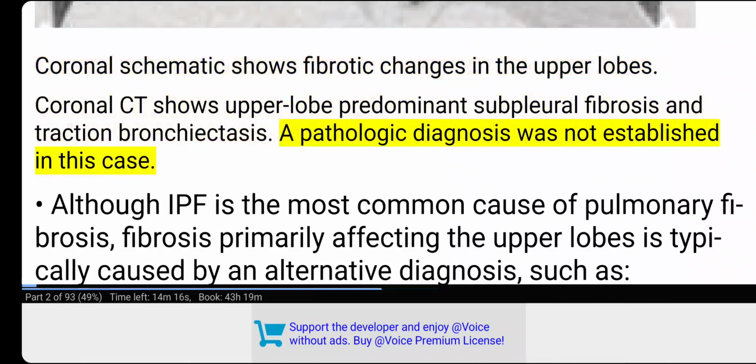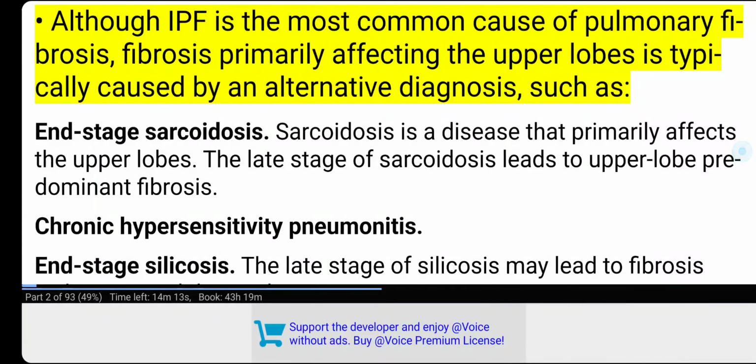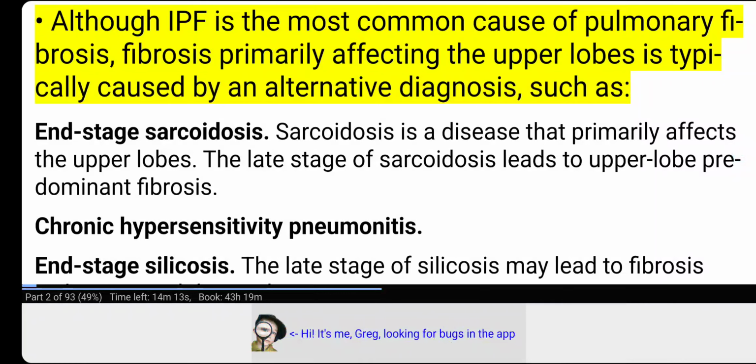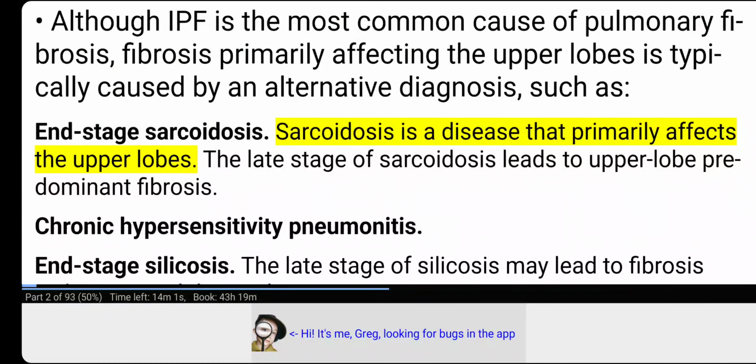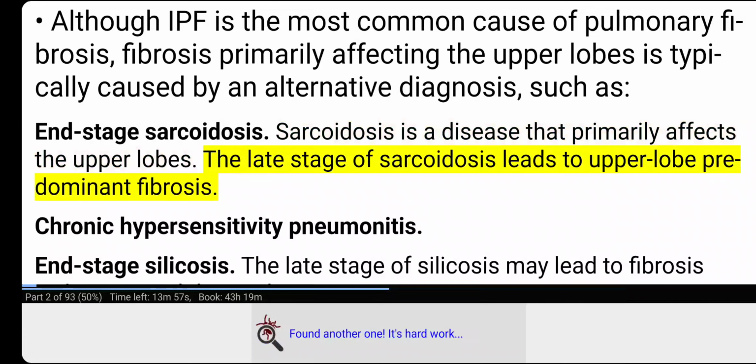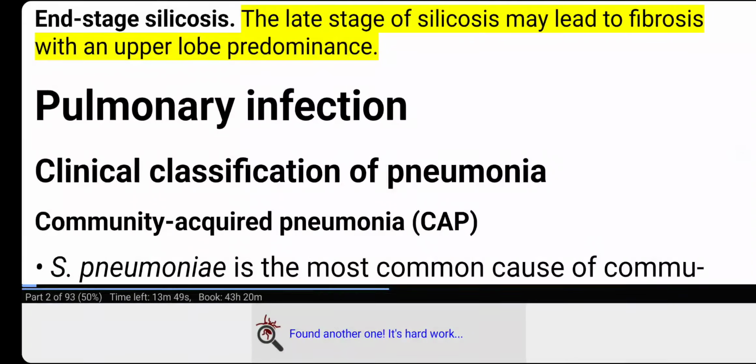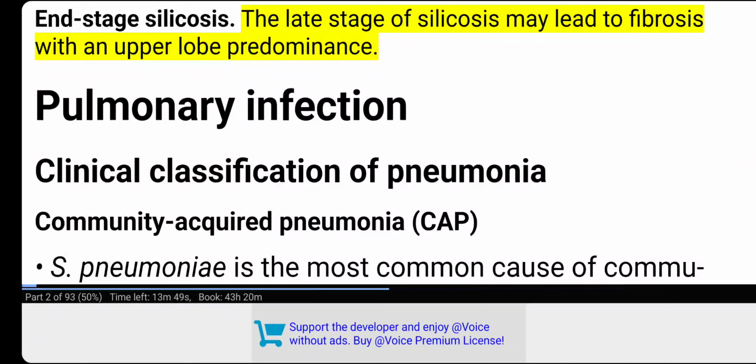A pathologic diagnosis was not established in this case. Although IPF is the most common cause of pulmonary fibrosis, fibrosis primarily affecting the upper lobes is typically caused by an alternative diagnosis, such as end-stage sarcoidosis. Sarcoidosis is a disease that primarily affects the upper lobes. The late stage of sarcoidosis leads to upper lobe predominant fibrosis. Chronic hypersensitivity pneumonitis. End-stage silicosis. The late stage of silicosis may lead to fibrosis with an upper lobe predominance.